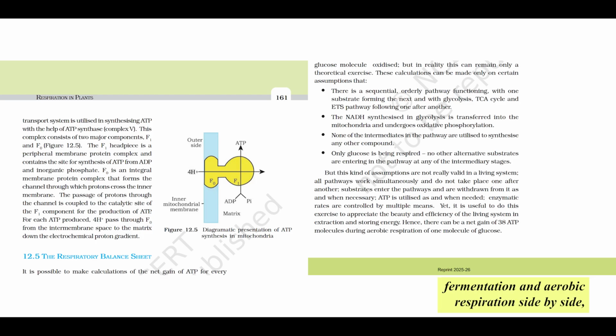Let's quickly compare fermentation and aerobic respiration side by side, as this is a common comparative question in your exams, summarizing the key distinctions. Breakdown extent. Fermentation is partial breakdown. Products like alcohol and lactic acid still have energy. Aerobic respiration is complete breakdown to CO2 and H2O.